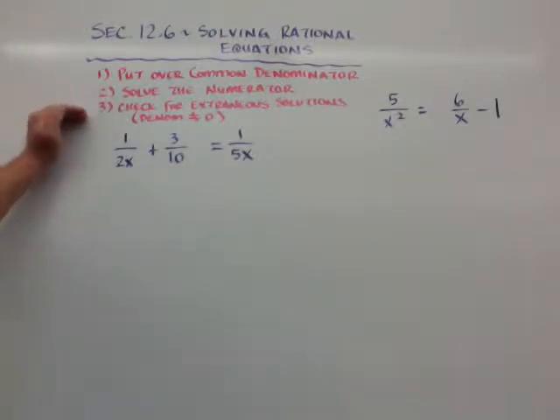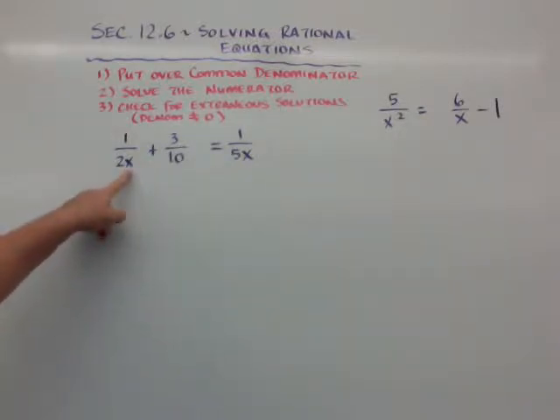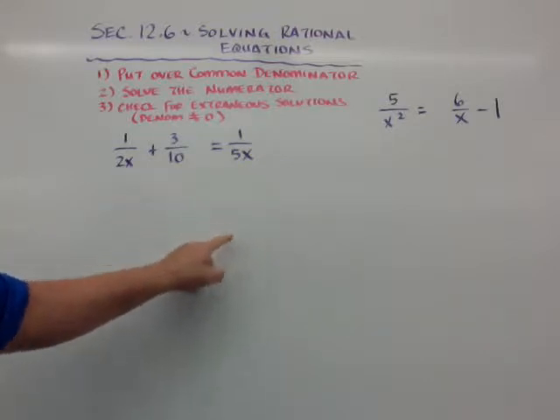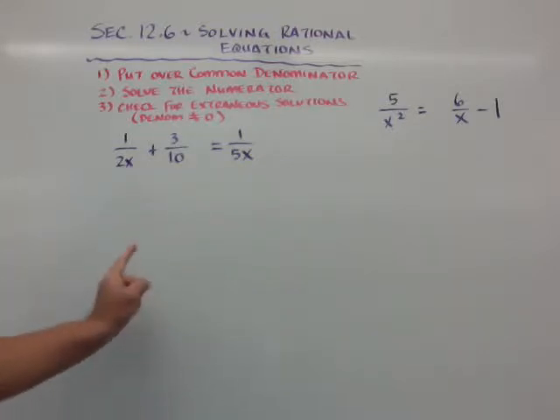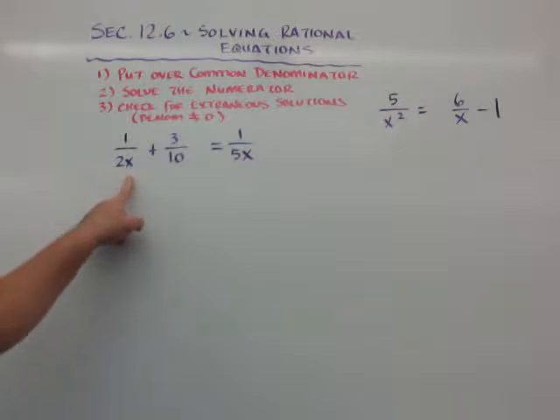But you also got to check for extraneous solutions, so the denominator cannot equal 0. So in this case, x cannot equal 0. So if in your answer you come out x equals 0, you would cross that out because it's an extraneous solution. Okay, so what we need to do is find an LCD.